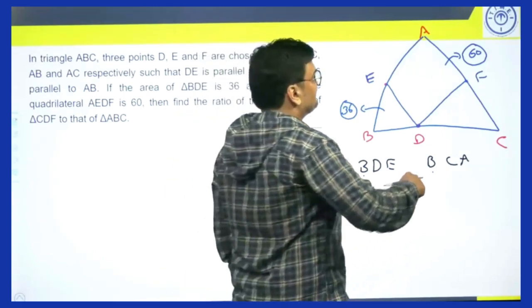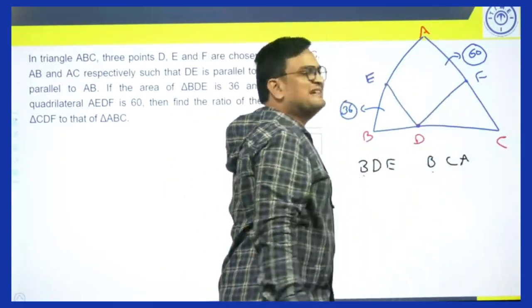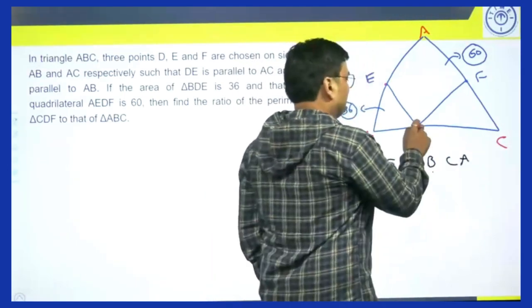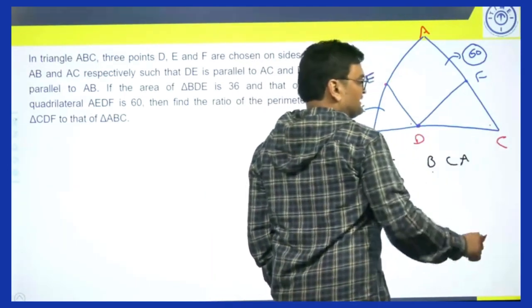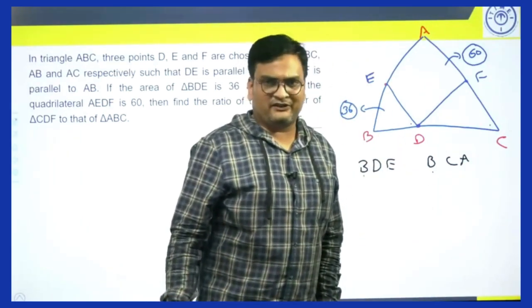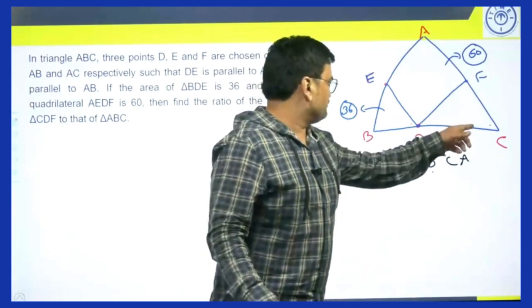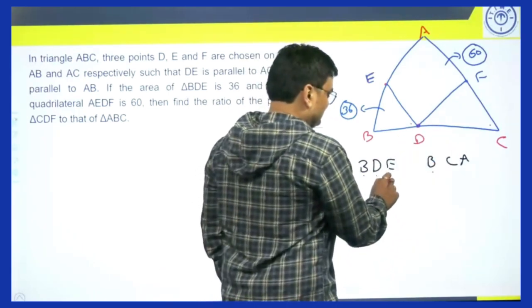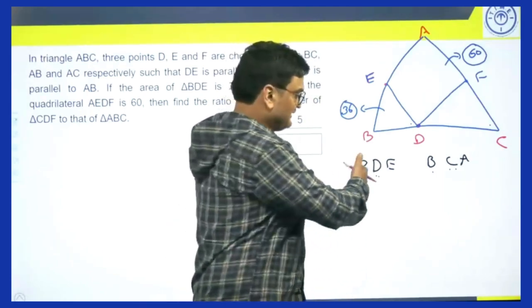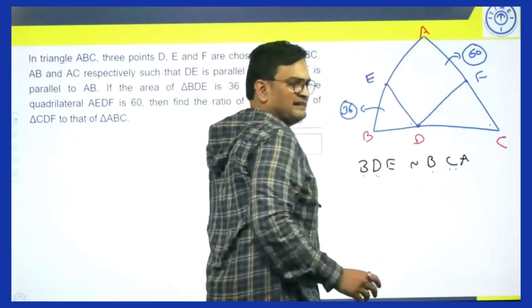Next, notice, since AC is parallel to ED and BC is the transversal, can I say this angle here will be the same as this angle here, corresponding angles. Parallel lines cut by a transversal, corresponding angles are equal, so these two shall be equal. So that means angle D here will be equal to angle C here. So now we have proved that two angles here are equal to two angles here, the triangles will be similar, we can say.